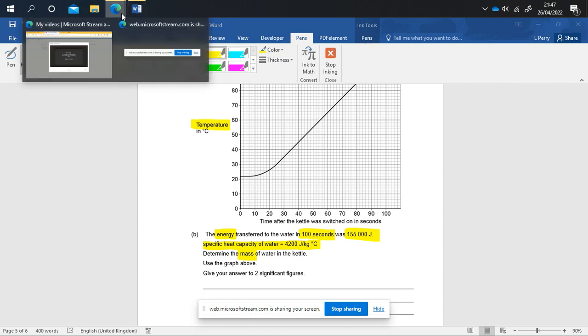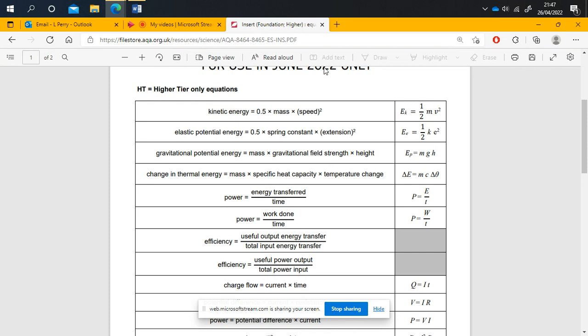So if I switch to the equation sheet and have a look, this equation's got most of the things I was given. It's got an energy. We were asked for mass. We were given specific heat capacity, temperature change, and the graph did show me temperature. So I'm drawn to this equation. I'm going to write the letter version of it on my answer sheet to help me.